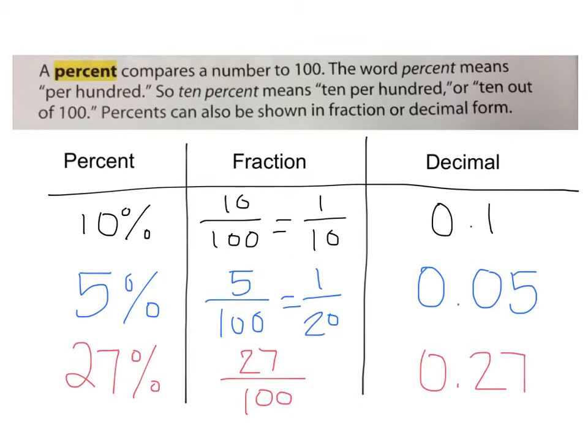0.27. Because I have 27 hundredths. Very good. Okay.